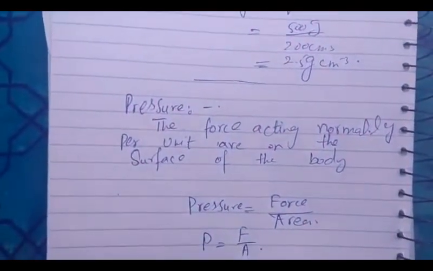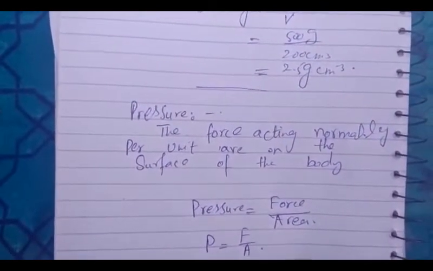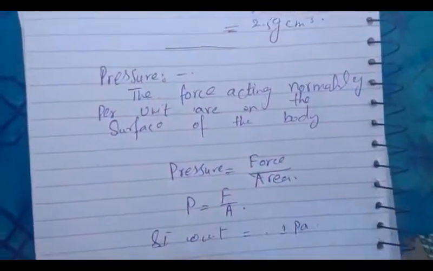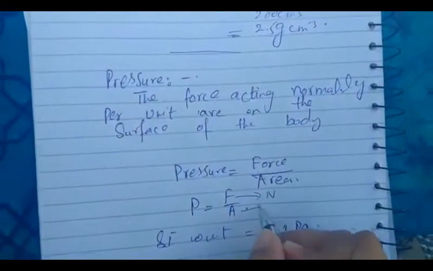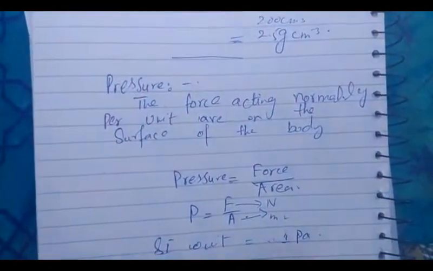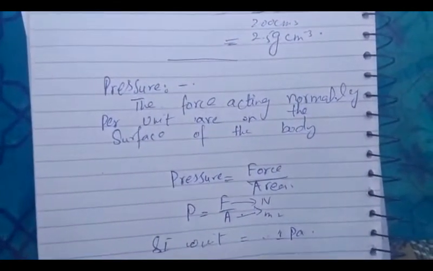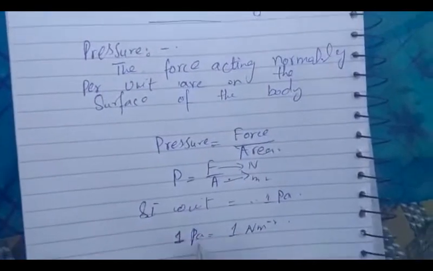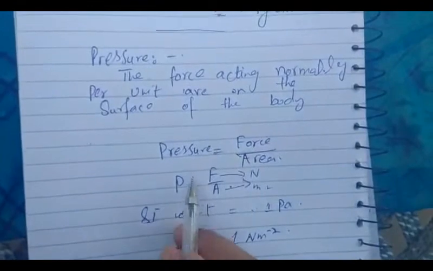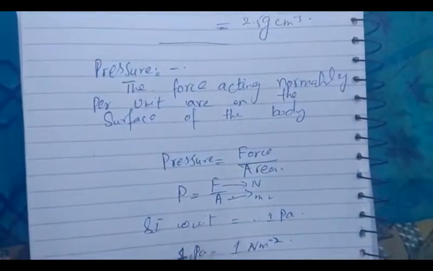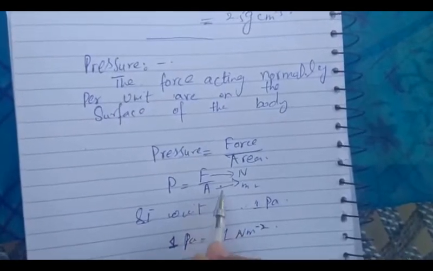So the SI unit of pressure is Pascal, represented by Pa. As the unit of force is Newton and unit of area is meter square, the unit of pressure is Pascal, which is equal to 1 Newton per meter square. So Pascal can be defined as: the pressure of a body will be 1 Pascal if it applies a force of 1 Newton on the unit area of 1 meter square.